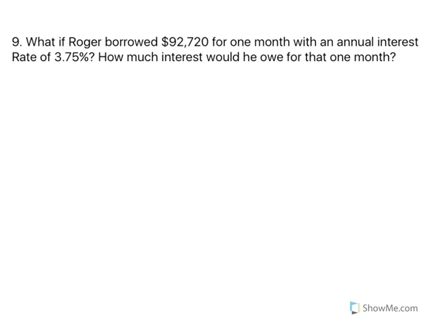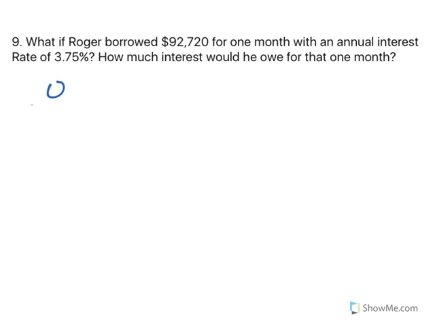Okay, let's continue on with Roger. Now, we're going to switch gears. Same money, same everything else, but we're going to think about this now month by month, almost like we did with credit cards. So if you remember the credit card section, let's just pretend month number 1. Roger borrowed $92,720 for 1 month with an annual interest rate. How much interest would he owe for that 1 month? So this is kind of like a finance charge on a credit card.